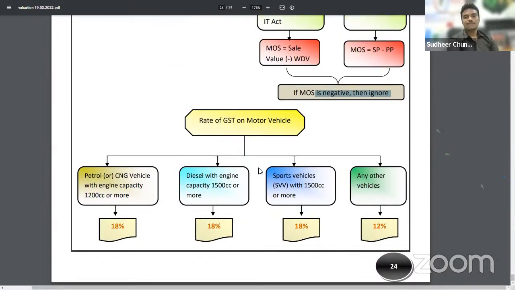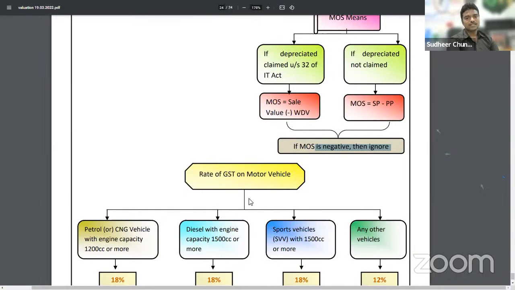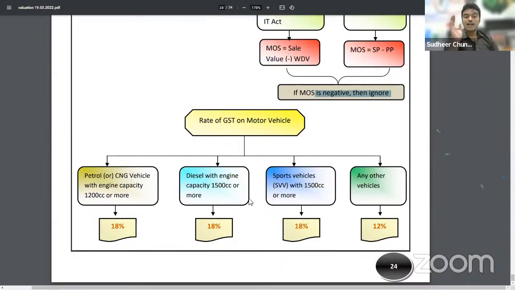Sir, what is the rate of GST on motor vehicle? Here I have given clearly. When 18% is applicable, when 12% is applicable for some motor vehicles, I have given below. If you want, you can go through such rates. Generally on motor vehicle, 28% only. Generally, if I purchase a bike, 28% GST will be charged.